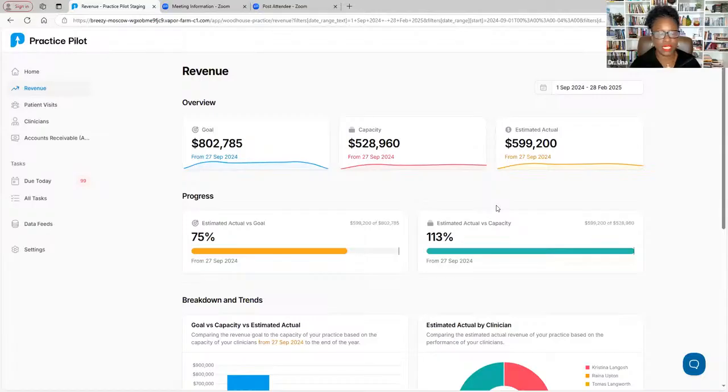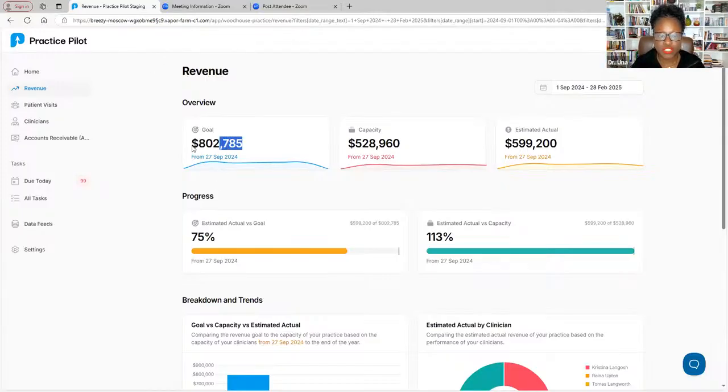So now, if you look at this, you'll see that, first of all, there's a goal, right? Dr. Smith has a goal for his practice, and his goal is that he has $802,785 coming in per quarter because he wants to do 3.2 million. That's his goal for the year, okay? He wants to do 3.2 million.